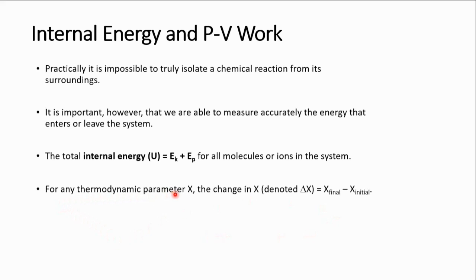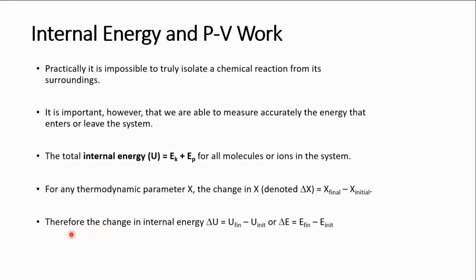Now, for any thermodynamic parameter x, the change in that parameter is denoted as delta x. So we generally use delta to mean change. So if we're talking about x and somebody asks you about a change in x, then we say delta x, which means change in x. How do we calculate delta x? It is x final minus x initial. The difference between the final and initial states of x is called delta x. Delta just means change for us.